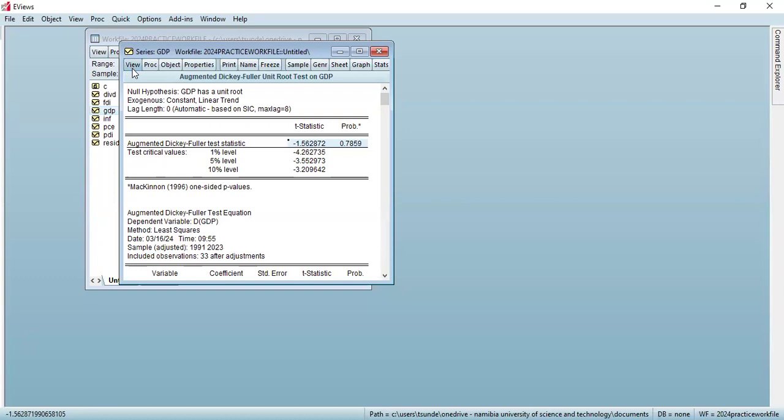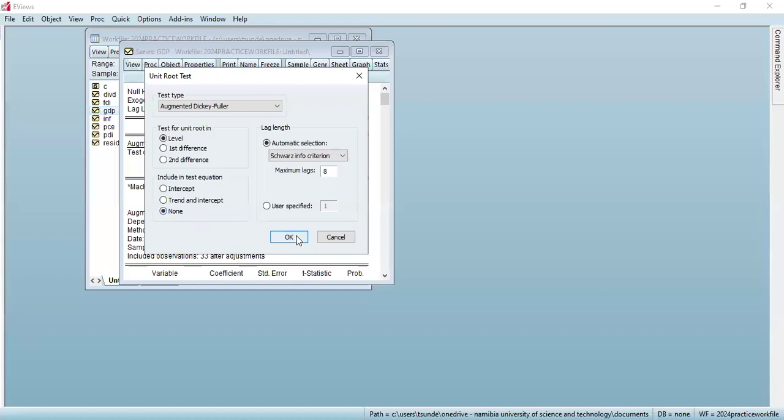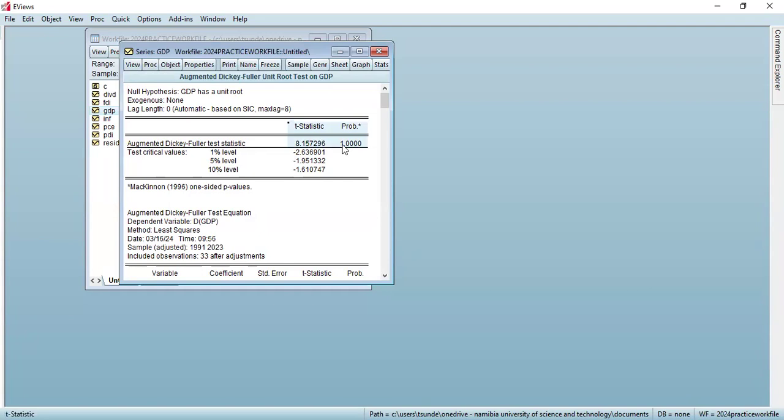Let's do the test again using the third model, which does not have constant and trend. Remember, we are doing the test in level. You do the three tests in level, then repeat the three tests in the first difference. So the third test in level, this is the result. What is your answer? It's non-stationary, yes. Non-stationary, the probability value is greater than 5%, and the t-statistic is greater than the critical values. So the moment you see the t-statistic being greater than the critical values, you must know the variable is non-stationary.